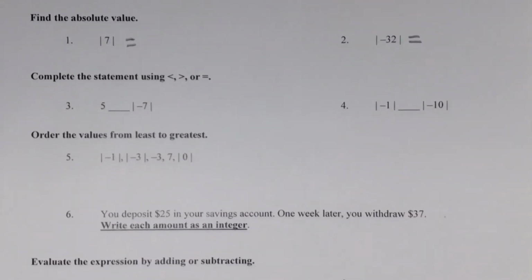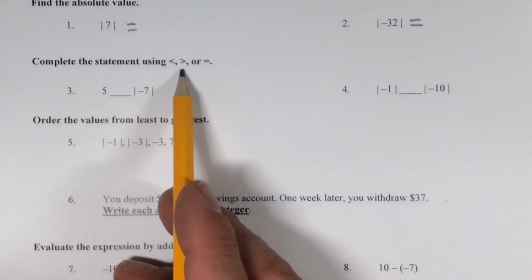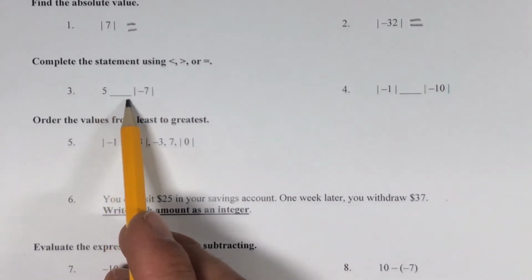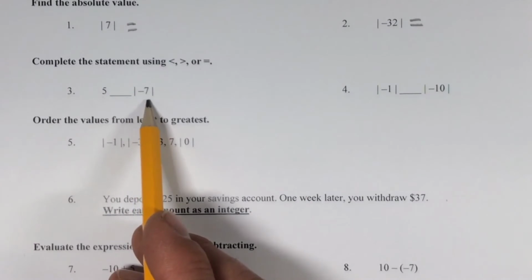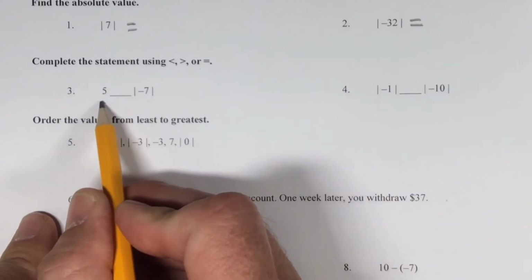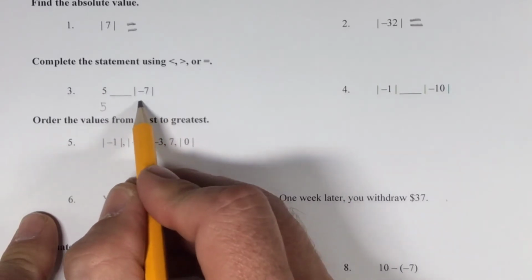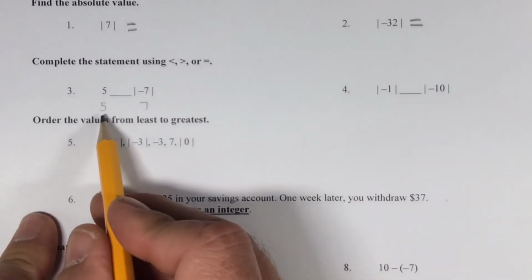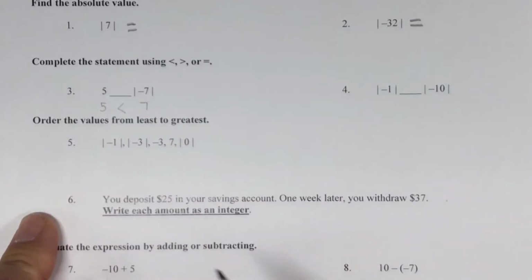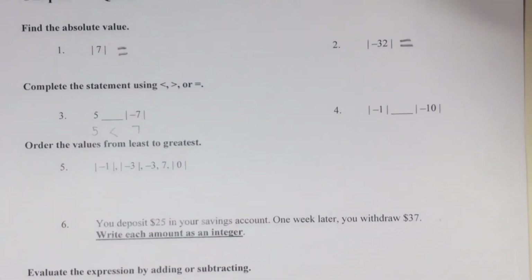Number 3 says complete the statement using less than, greater than, or equal to. So the question is, for number 3, 5 is what, then the absolute value of negative 7. Now remember, you should be thinking the value of 5 is, of course, 5, and the absolute value of negative 7 is 7. So we know that 5 is less than 7, so we go up here and we put that up for the answer. Okay, so I kind of gave you that one. Sorry, I can't help myself sometimes. I will not give you the next one.